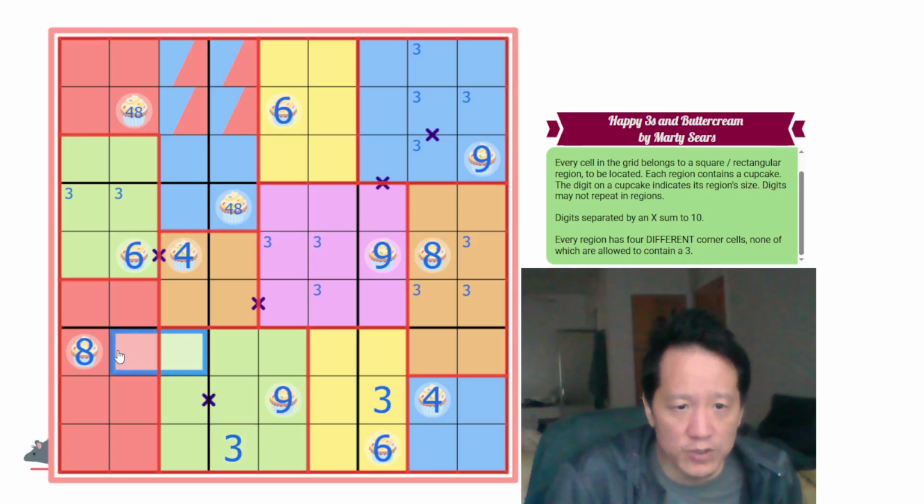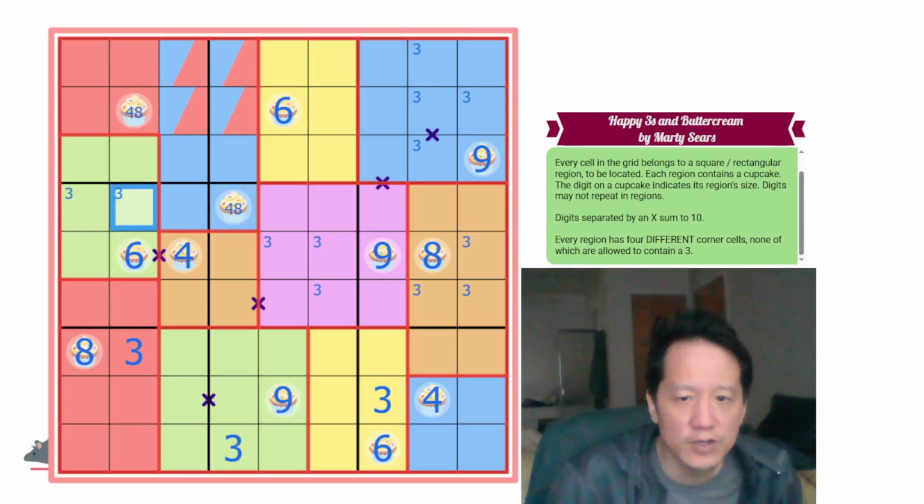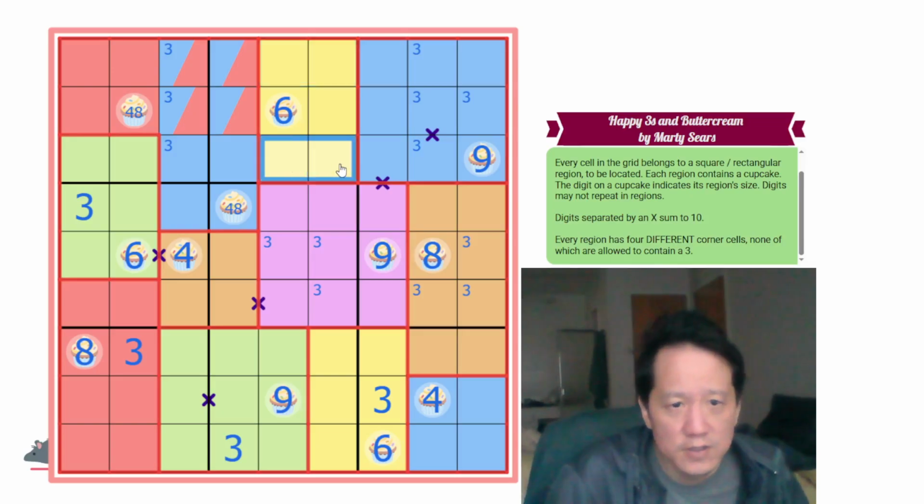Well, 3 has to be one of these two, and this is a corner, so this can't be 3. This is 3, which means this can't be 3, which makes this a 3. Okay. 3 cannot be either here or here. And this is a corner no matter what. So 3 cannot be any of these cells.